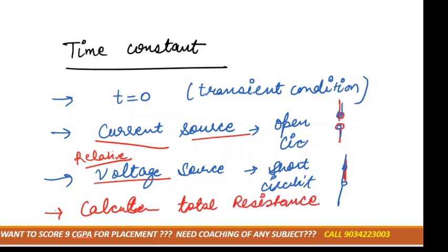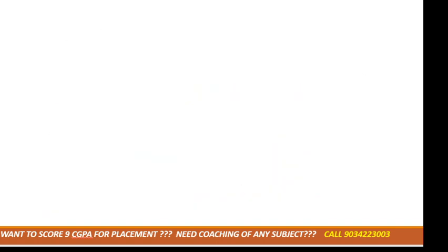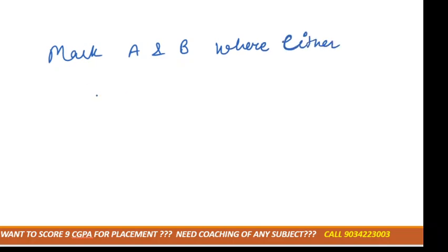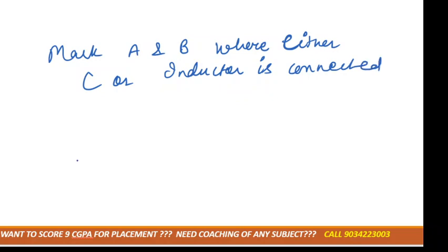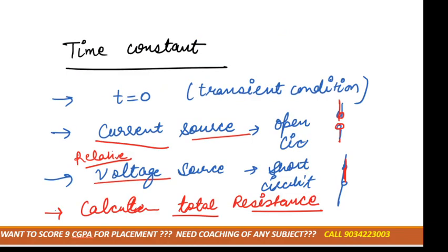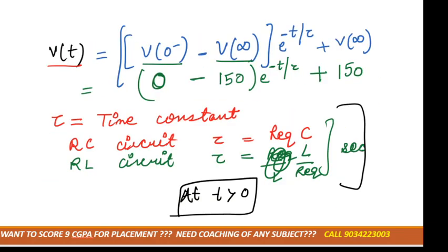Okay, and for calculation of total resistance, you will mark A and B terminal where either capacitor or inductor is connected. Okay, so you have to learn all these steps for the time constant.